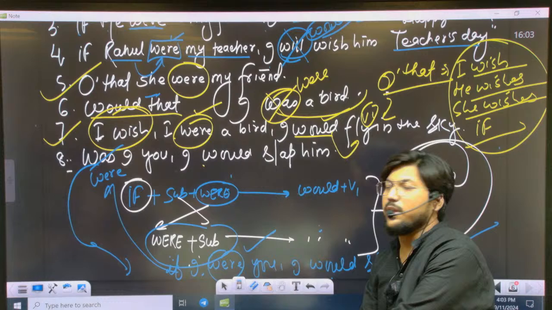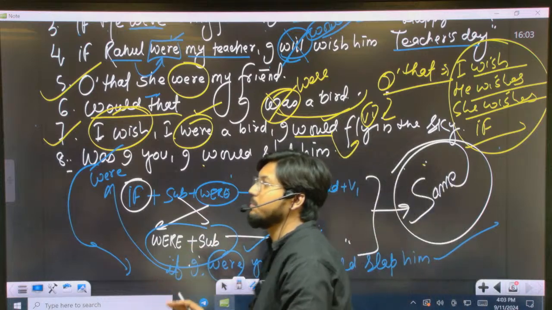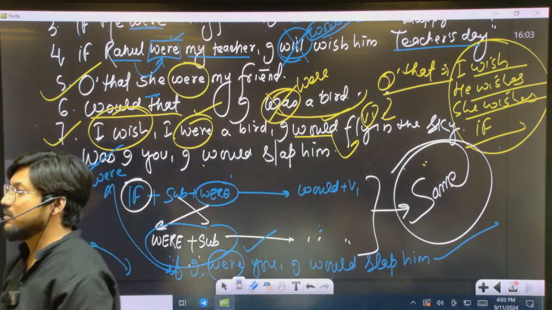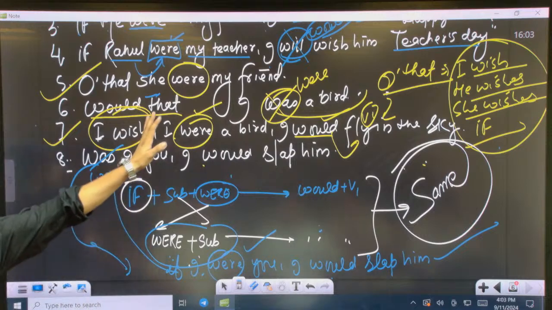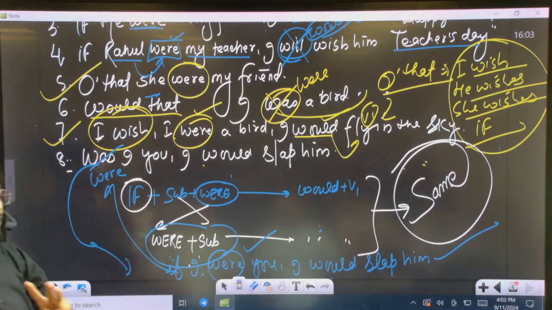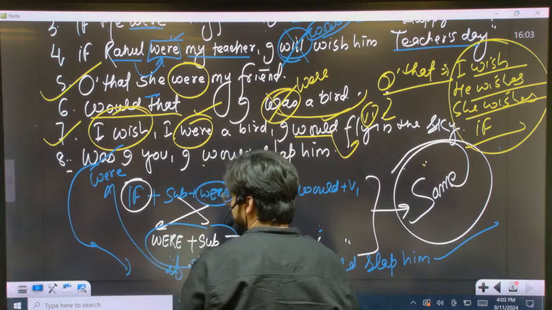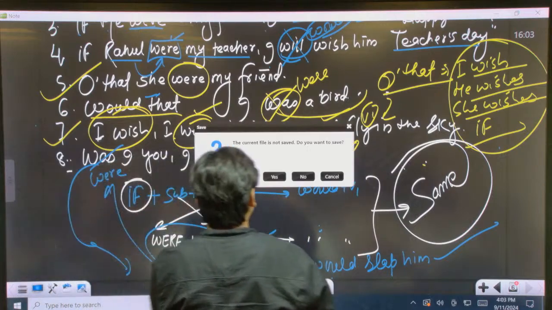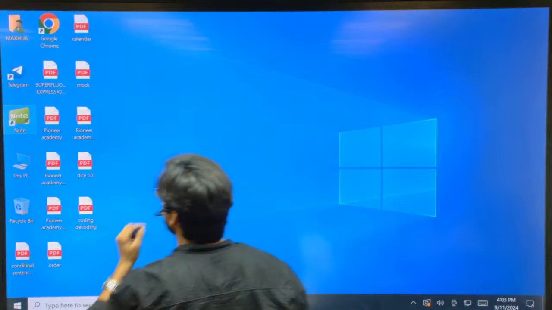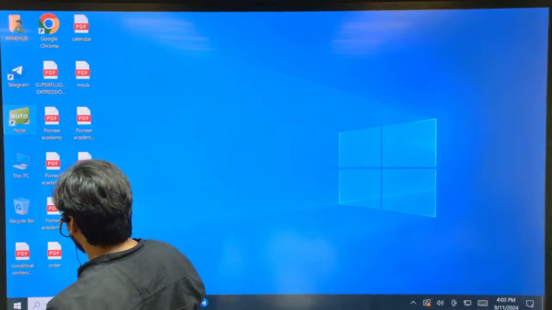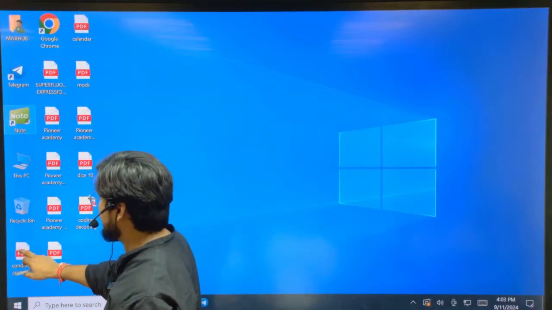Okay, now come to the point. Now I am going to show you the PDF here. You will find so many questions of this topic. Only 3 rules have been taught to you. Just go revise the things first. Yes, this one is a conditional sentence.